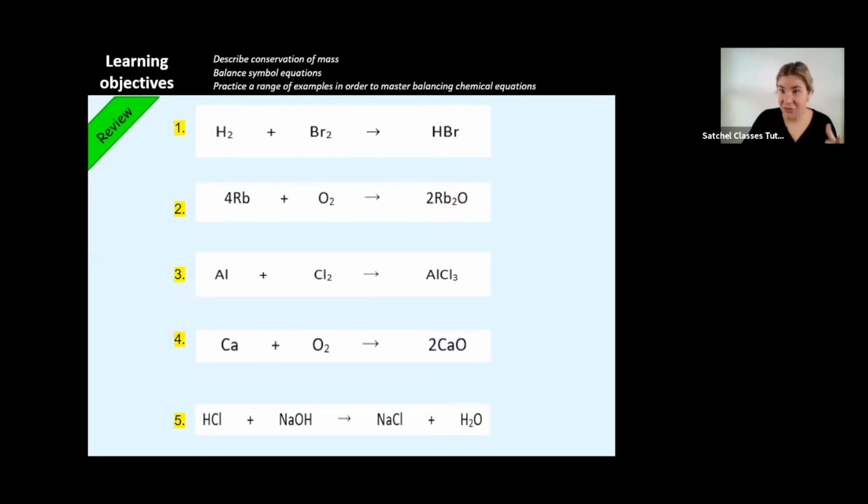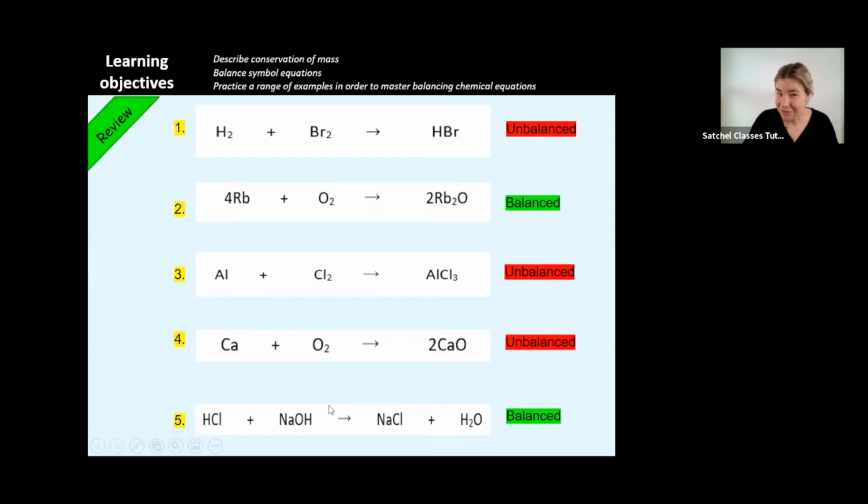Okay, so I'm going to go through the answers, so make sure you've had a go. If not, please quickly pause it and have a go now. Here are the answers. All right, so we've got unbalanced, balanced, unbalanced, unbalanced, and this one is really tricky. I'm impressed if anyone spotted that it was actually balanced. I'll quickly go through number 5 because this is really tough.